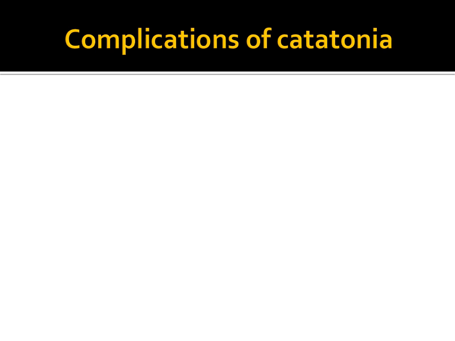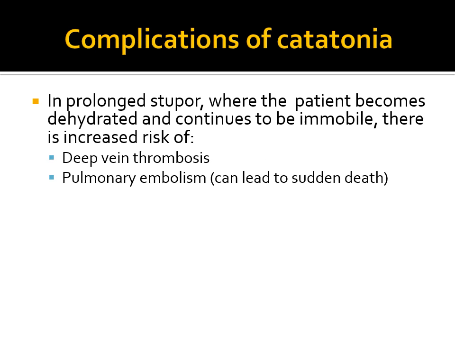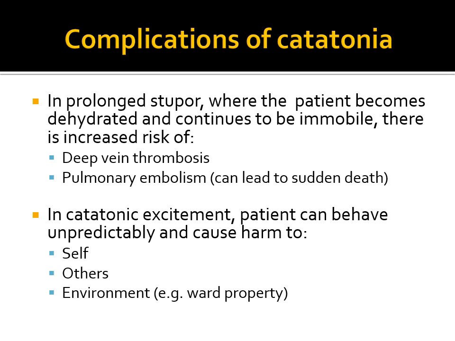What are the complications of catatonia? In prolonged stupor, where the patient becomes dehydrated and continues to be immobile, there is increased risk of deep vein thrombosis and pulmonary embolism, which can lead to sudden death. In catatonic excitement, the patient can behave unpredictably and cause harm to oneself or to others or to their environment, such as the property of the ward where they are a patient.